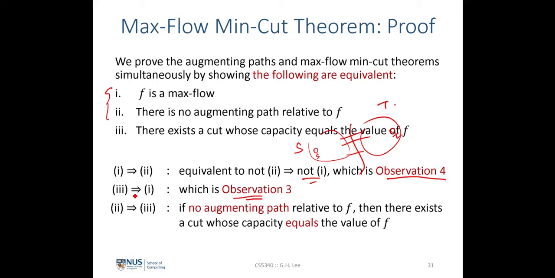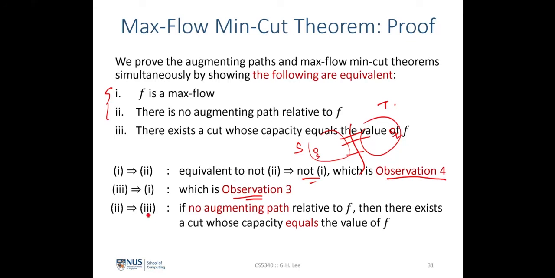And this simply implies that there exists a cut whose capacity is equivalent to the value of the flow that is sent across here, where F is a max flow, and this is exactly observation 3. So the last equivalence here is slightly more difficult to prove.